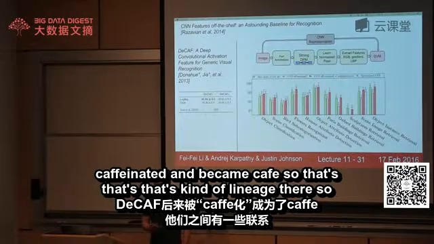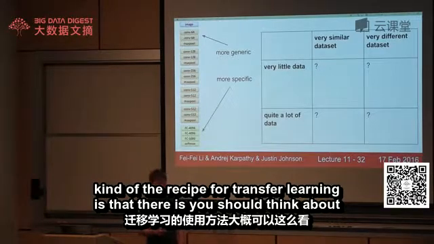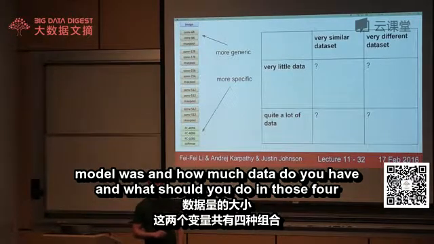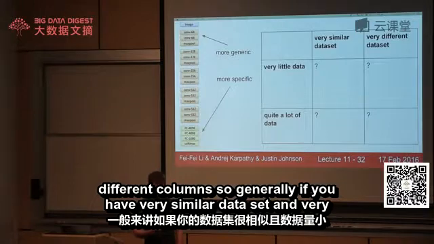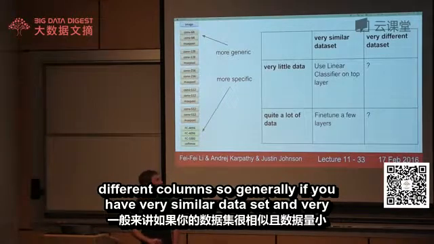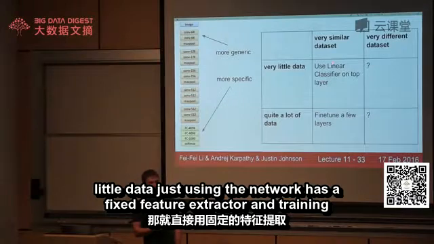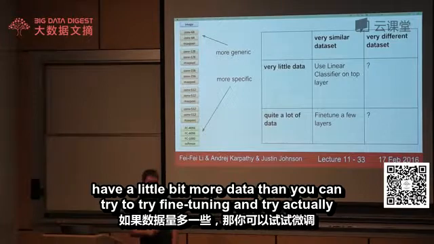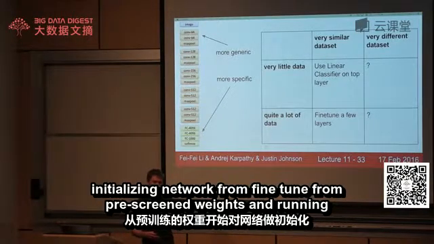So the recipe for transfer learning is that you should think about this little 2x2 matrix. How similar is your data set to what the pre-trained model was trained on? And how much data do you have? And what should you do in those four different boxes? Generally, if you have a very similar data set and very little data, just using the network as a fixed feature extractor and training simple, maybe linear models on top of those features tends to work very well. If you have a little bit more data, then you can try fine-tuning, initializing the network from pre-trained weights and running the optimization from there.